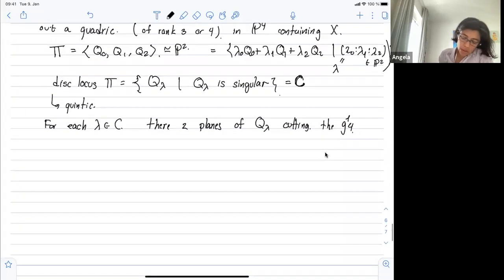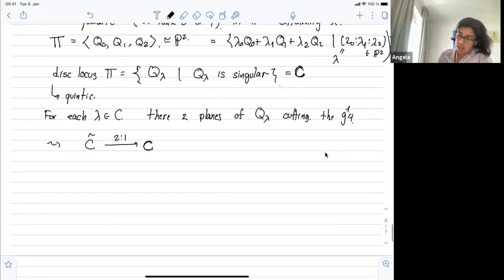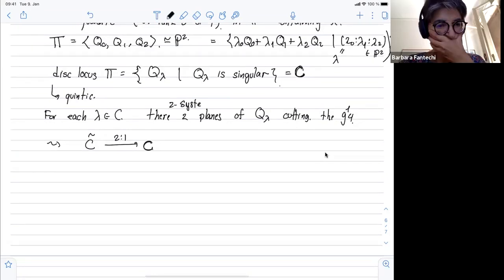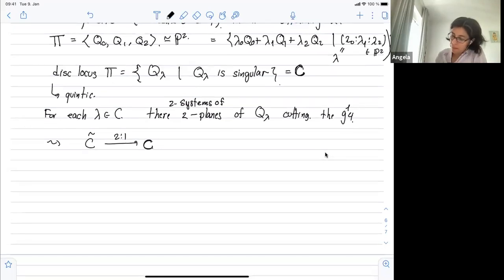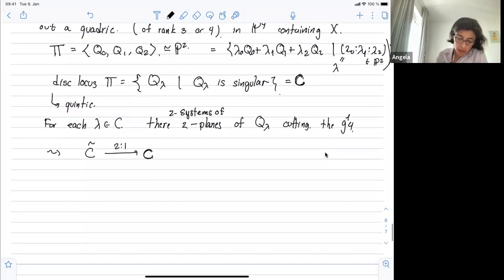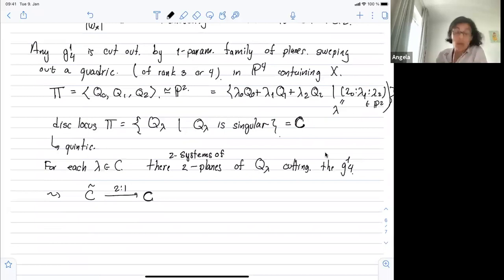In this way you can construct C tilde, a double covering of C, a global covering. The C tilde parametrizes all the g^1_4s coming from the singular quadrics, when you cut out the families of the singular quadric. It has two systems of planes. Right, so this is the construction: from the singular locus, you recover C tilde plus the data of the g^1_4.